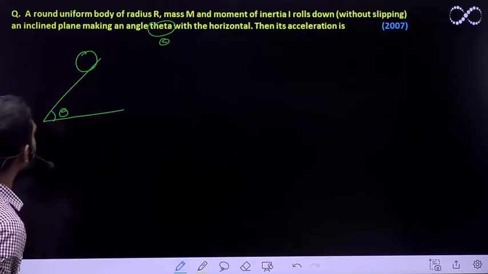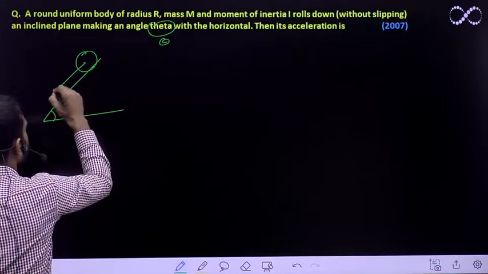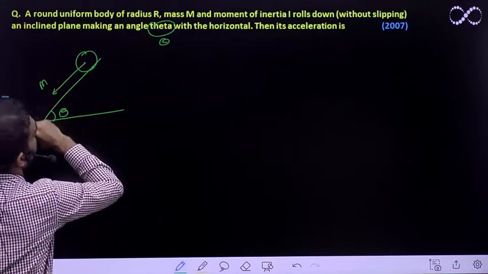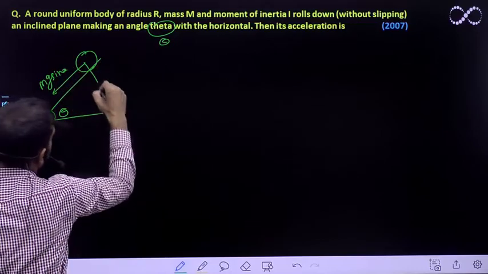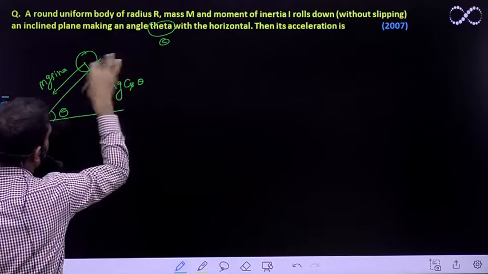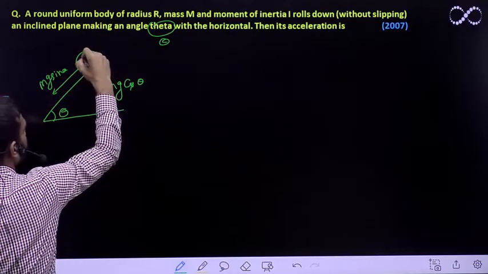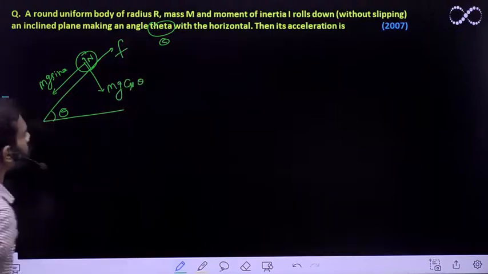Mass, everything is given. So let us see how many forces will act here. In this direction first, mg sin theta will act, and another component will act, that is mg cos theta. At the point here one normal will act, and in this direction some friction will act. So all these forces are acting.